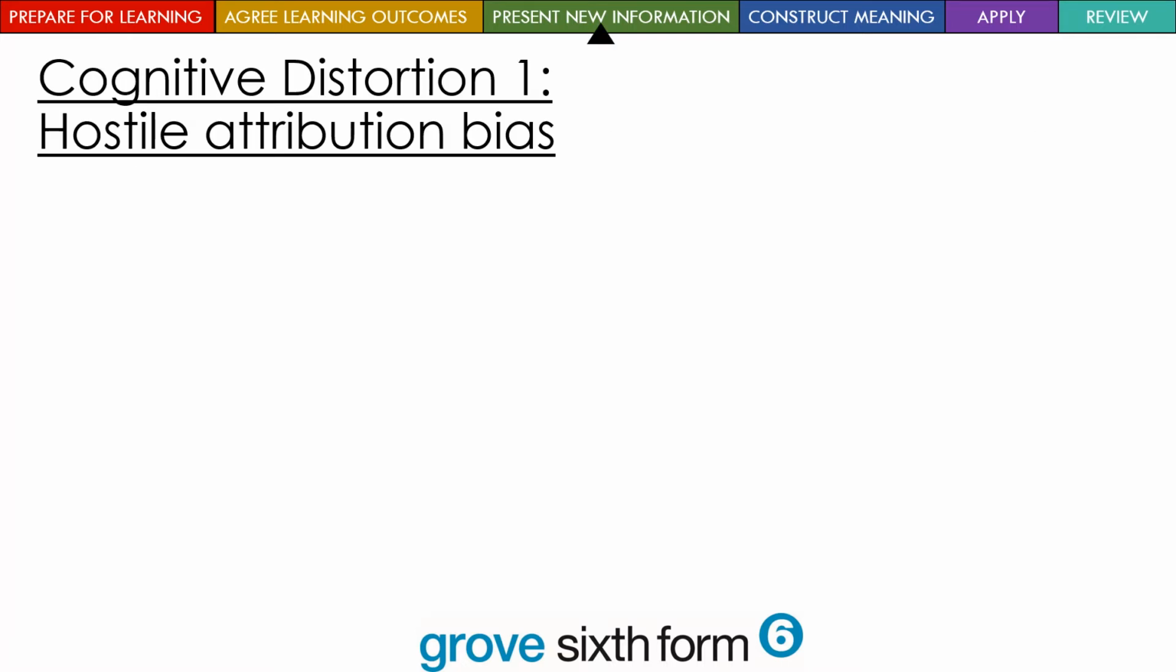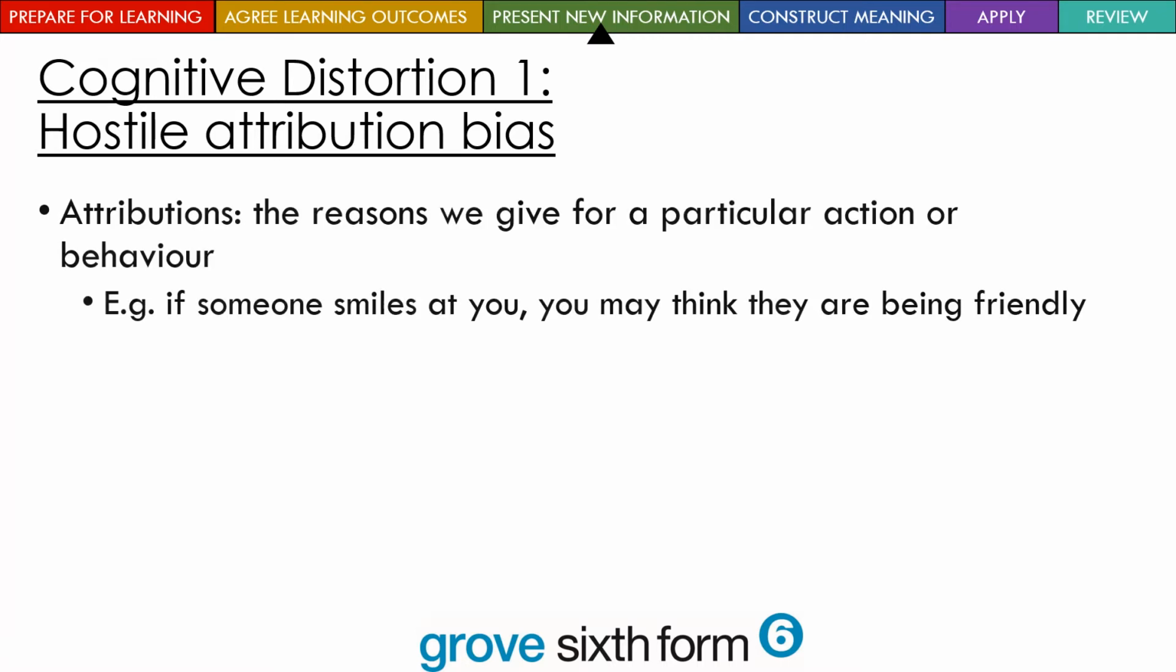Okay, so potentially one of the things you might have come up with is how individuals end up engaging in violent crime, and the reason for that being the processing of potential threats within their environment. And that's precisely what hostile attribution is all about. We'd consider an attribution to be the reason that we give for a particular action. So an example of an attribution for somebody smiling at us might be that I will attribute the behaviour of that person to the fact that they think they're being friendly.